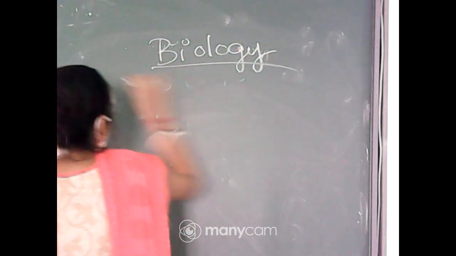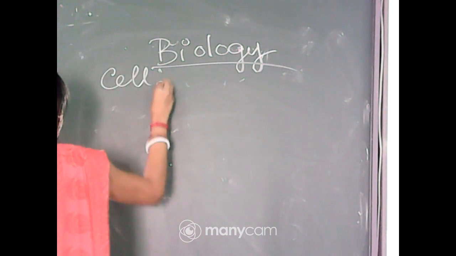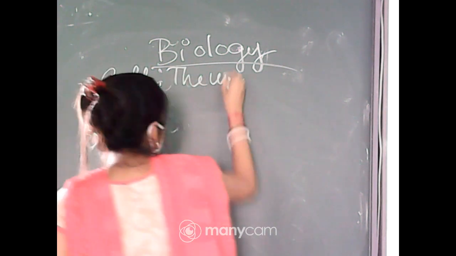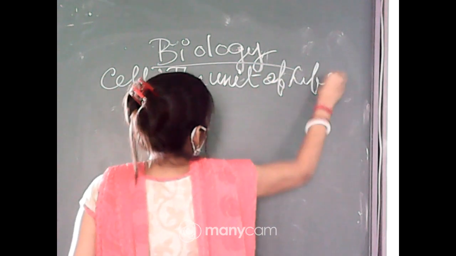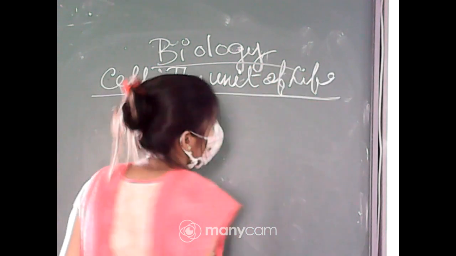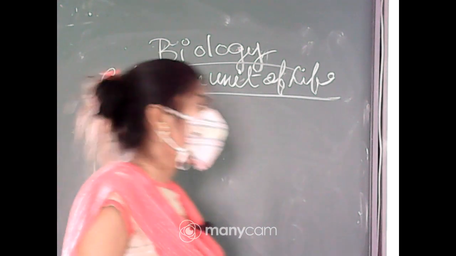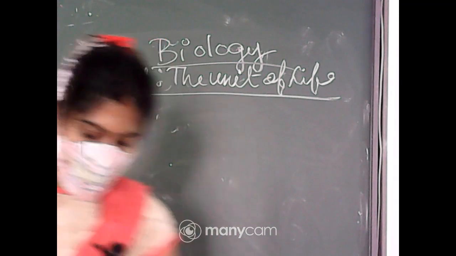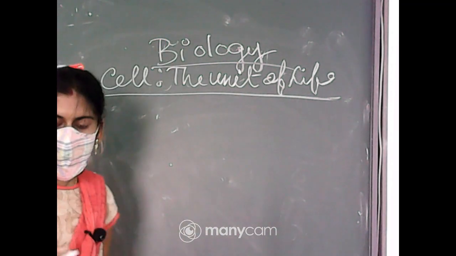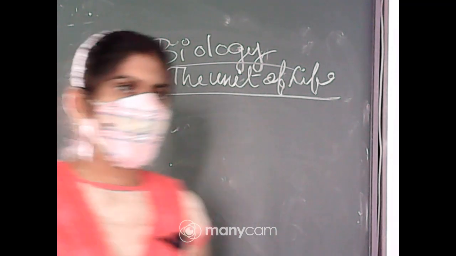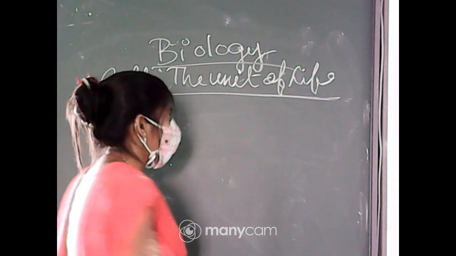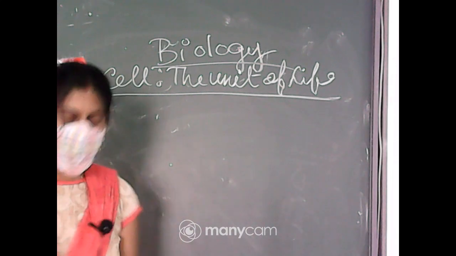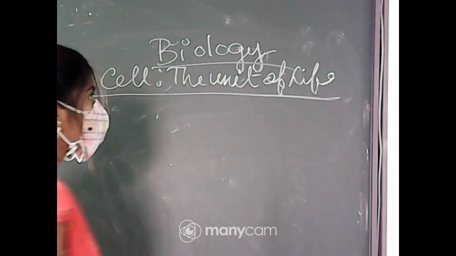And today I will continue the chapter Cell, the Unit of Life. Only two parts are left, that is the cytoskeleton part, and cilia, flagella, and centrosome and centriole. After that we will complete the chapter today. Now first I will discuss the cytoskeleton.